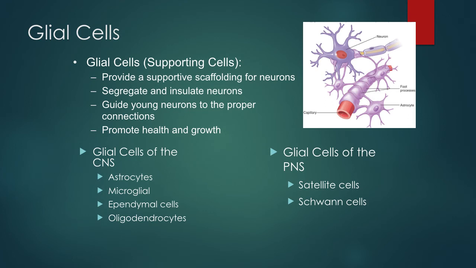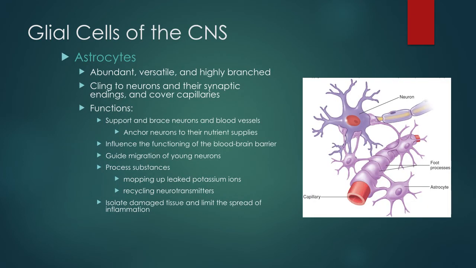In the central nervous system, there are astrocytes, microglia, ependymal cells, and oligodendrocytes. There are glial cells in the peripheral nervous system, satellite cells and Schwann cells. I've put all the slides in, but I'm just really going to talk about 2 or 3 types. Astrocytes are the most abundant of the glial cells. They hold neurons in position. They form the blood-brain barrier. They are very, very abundant. They assist neurons. They're the most common cell.